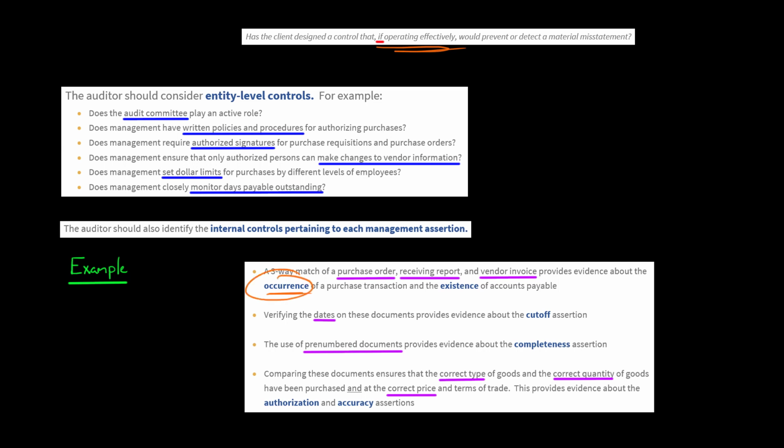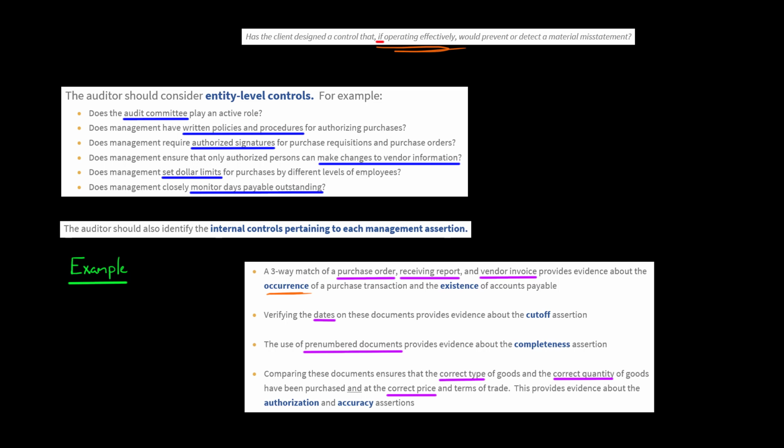So for occurrence and existence assertions, we look for that three-way match, among other things. Looking at the dates on these different documents can tell us about the cutoff assertion. Was the liability recorded in the right period? Using pre-numbered documents, pre-numbered purchase orders and receiving reports, is going to give us evidence about the completeness assertion. Were all liabilities recorded? The company might have an incentive to understate their liabilities.